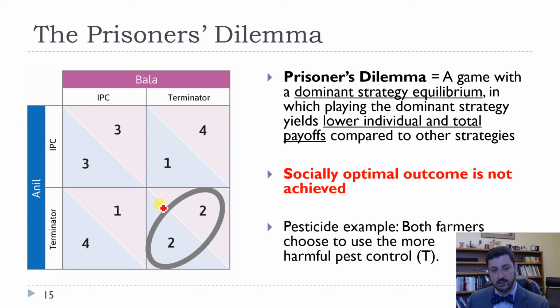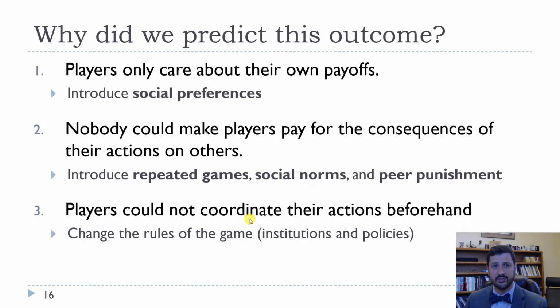If Anil says, okay, I'm not going to use Terminator, I'll use IPC, well then he goes down to 1 and Bala goes up to 4, and Bala says, okay, that's great, thanks for doing that, but now has no incentive to go over to integrated pest control. So this is a problem that is fairly common, or at least commonly talked about, and we have to think about why we get there.